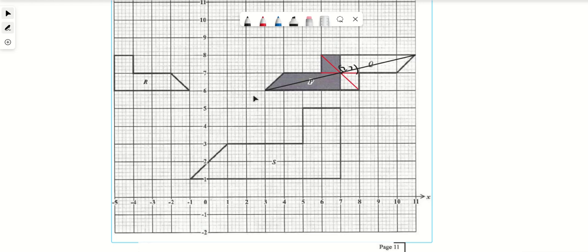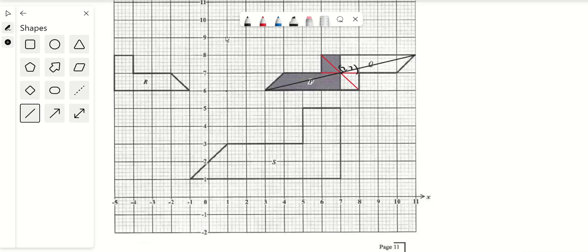So my mirror line will be halfway of that. My mirror line will be 2 units away from this point, so it's going to be 1, 2. My mirror line is going to go somewhere here, and it's going to go straight down. So let's draw a line.